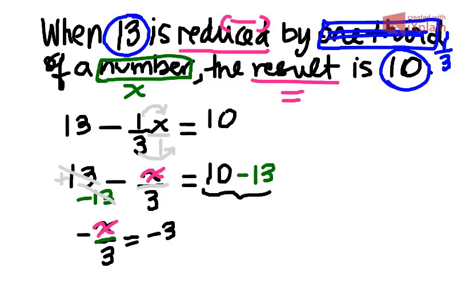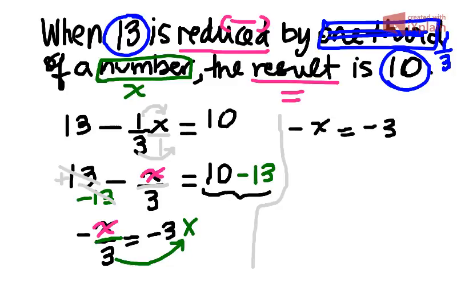We are still after x, and now we have to remove that 3 from the bottom. Because 3 is sitting under the fraction line, the inverse operation, so fraction line means division, inverse operation is multiplication. So some people just say send it to the other side, multiplying. So that's what we're going to do. We're going to do negative x equals negative 3 times that 3 that was sitting on the bottom. So we have negative x equals negative 9.